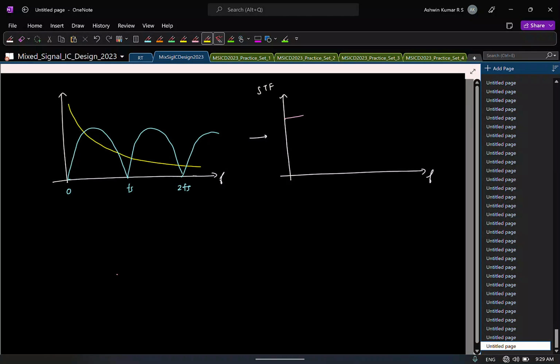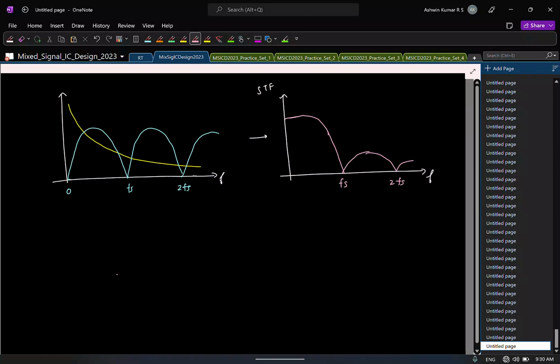So for, let us say, low frequencies, it sort of does this, and high frequencies it tapers off. So it does something like this. And what happens at Fs? It exactly falls to 0. And what happens at 2Fs? And then it will do this. Right? So it will have notches at multiples of Fs.